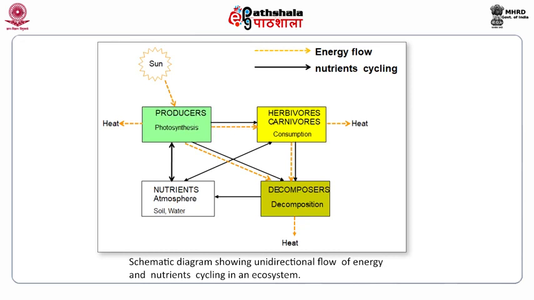unidirectional flow of energy with the dashed lines from the sun through the biosphere. The cycling of nutrients has been depicted with the solid lines around the circles. So the unidirectional flow of energy in an ecosystem is a universal characteristic, whereas the cycling of nutrients occurs through different components of the ecosystem.